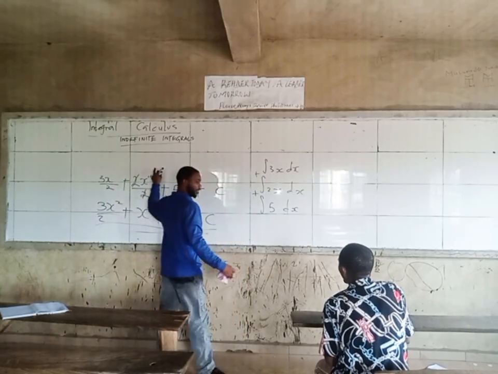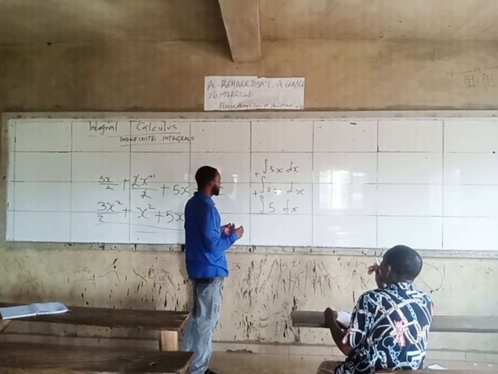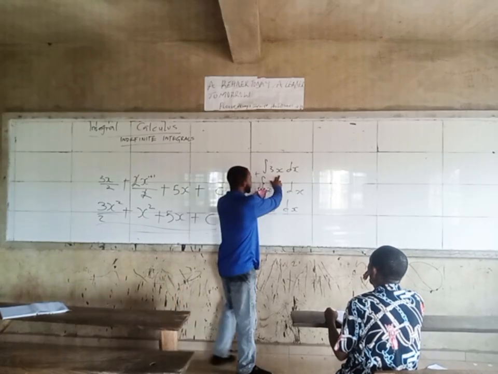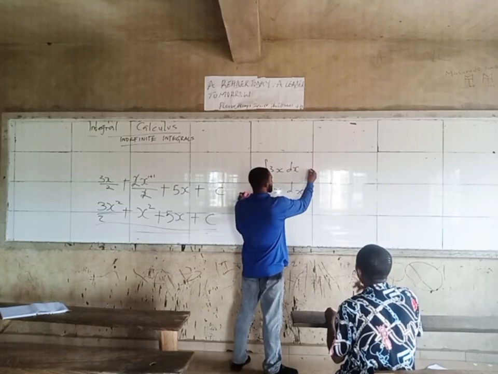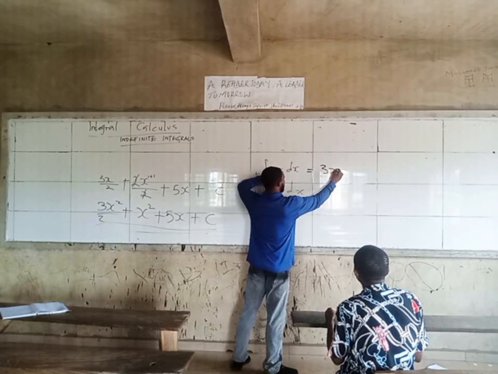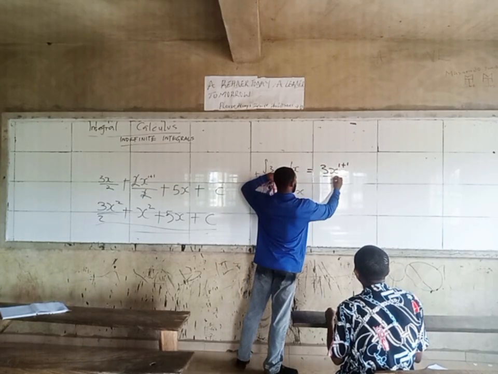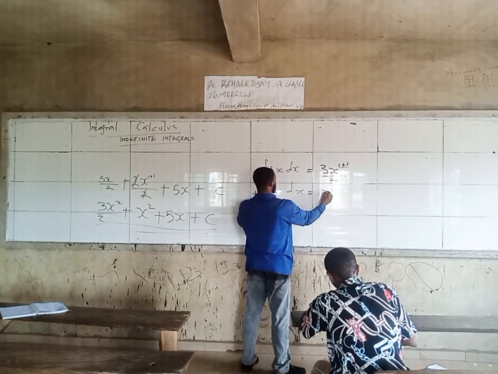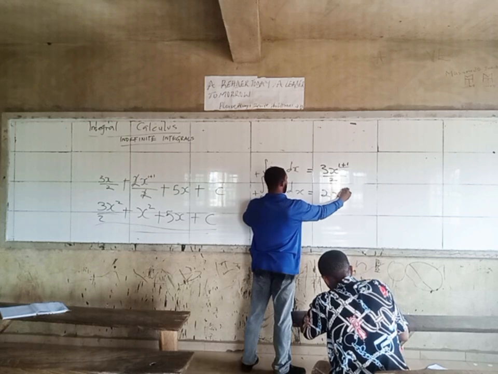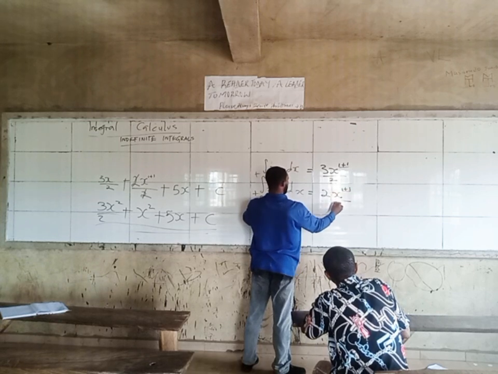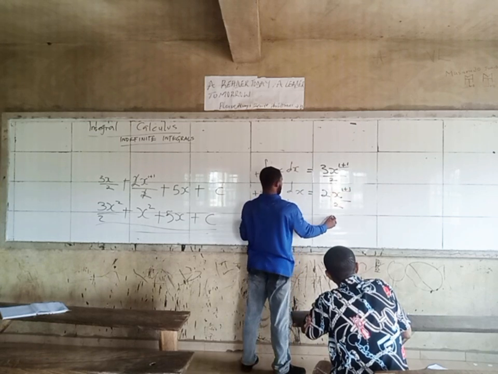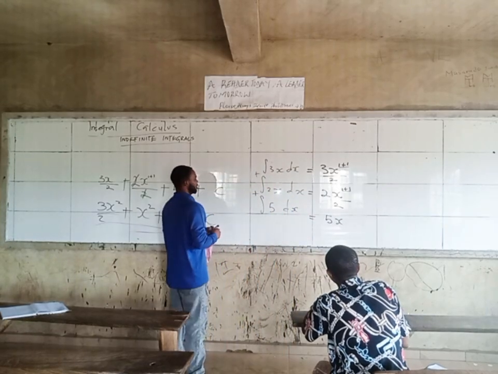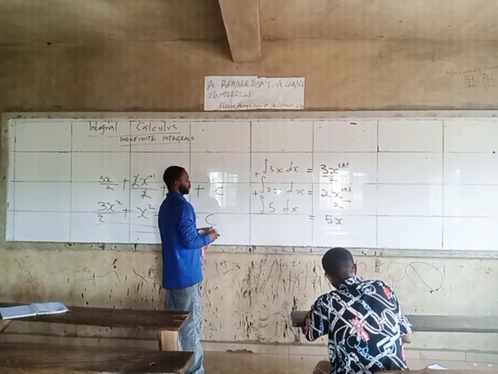It's the same thing with this one. But what I'm saying is that if you have the terms written together like that, and you integrate this one, 3x will be 1 plus 1 over the power, which is 2. If you integrate this one now, it will be 2x, 1 plus 1 all over that power, which is 2. If you integrate this now, it will be 5x. That is what it will be for each one if you integrate separately.